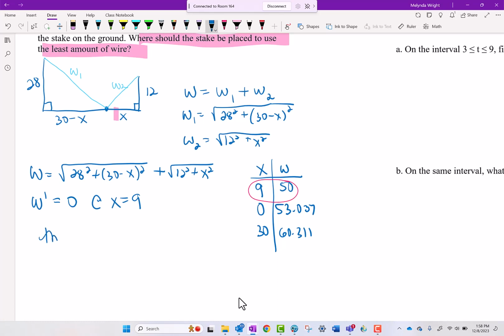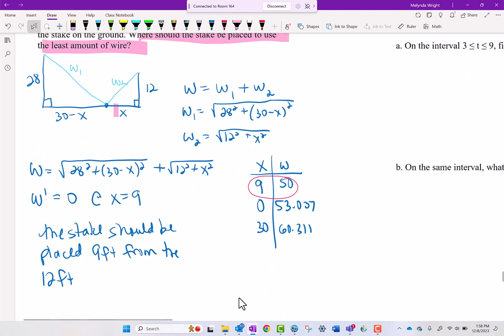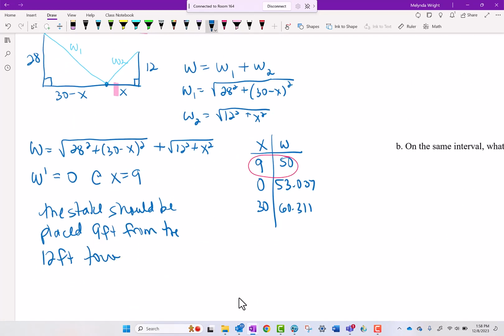So the stake should be placed 9 feet from the 12-foot wall. Do they call it a wall or a tower? I don't remember. They call it a tower. 12-foot tower. All right, and there is our second complete optimization problem. How are we doing? Okay, we got one more.